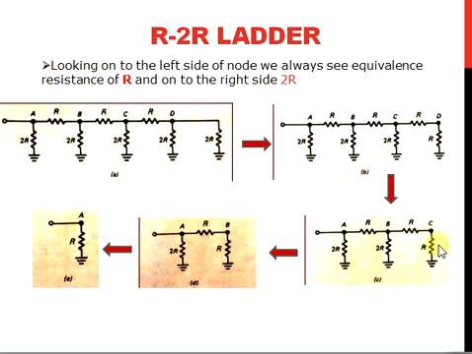So the equivalent resistance of this side will be R. Again, this R and this R are in series and form 2R, and these 2R and these 2R are in parallel. So the corresponding equivalent resistor will be R. This is how we can deduce the network using this R-2R ladder unit.